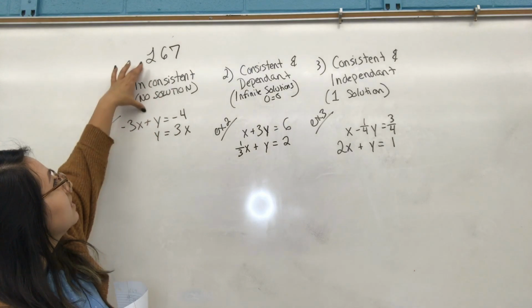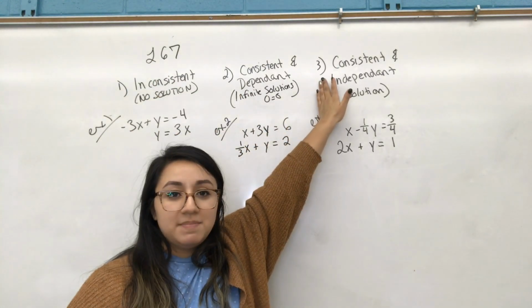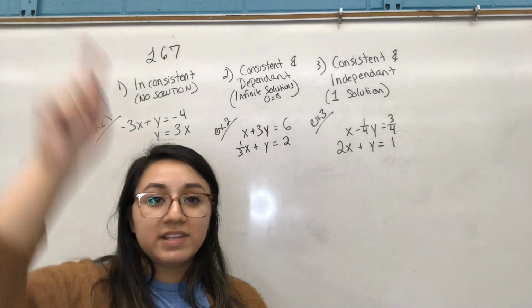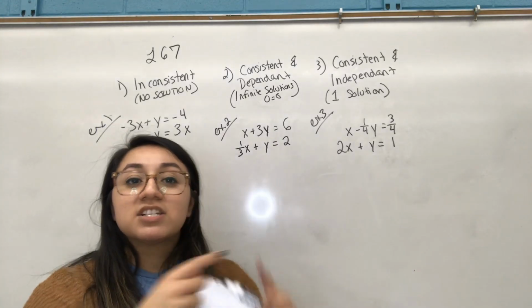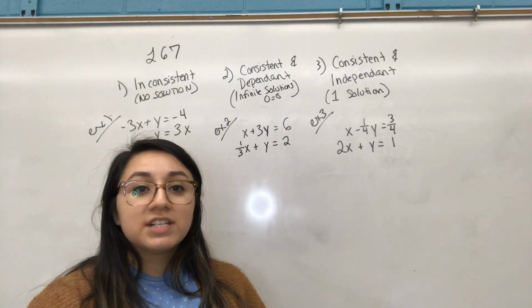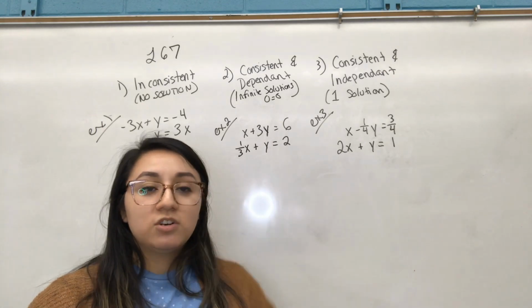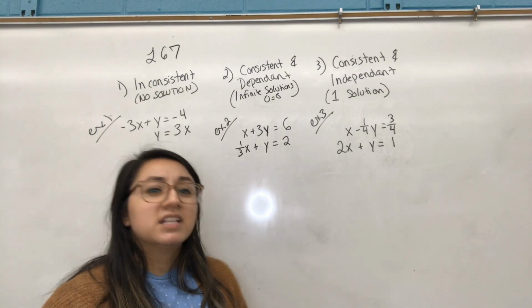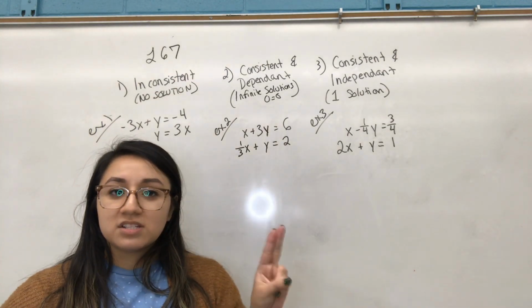Here: inconsistent, consistent and dependent, consistent and independent. We were learning about systems of equations. The first way we learned is graphing them. Remember, when the two graphs intersect at one point, that is the solution. The second way is substitution. You substitute one variable in place of the other one. We did a whole worksheet on that. And the last one is elimination. So we're going to apply two of them today, the elimination and the substitution.